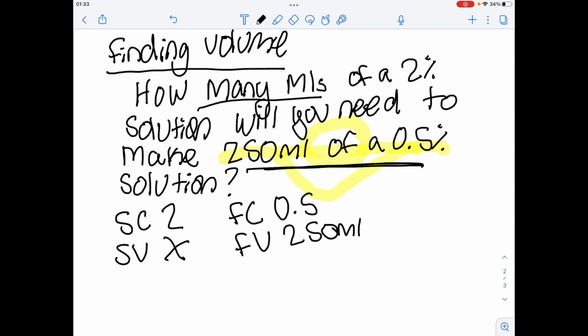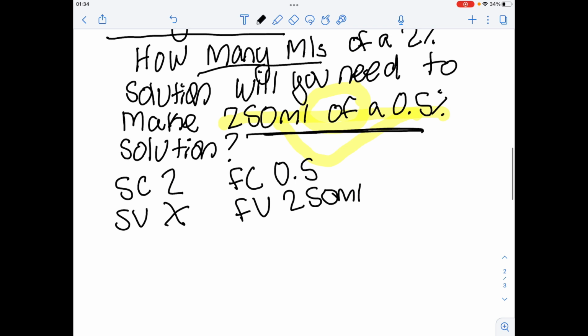So even if you somehow get confused between what is supposed to be your starting and what's supposed to be your final, as long as you know when you see of a, those go together, then you're going to be able to plug it in for the same. You just need to make sure that your units go together. So you need to make sure your starting concentration and starting volume are on the same side of your equation, and your final concentration and final volume are on the same side of your equation. So let's plug this in.